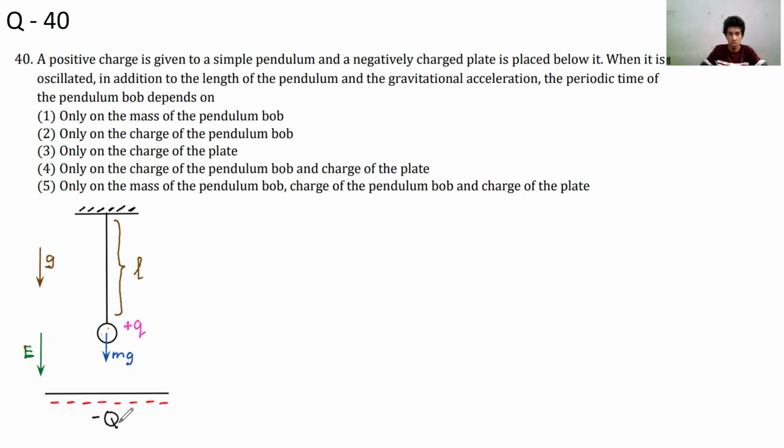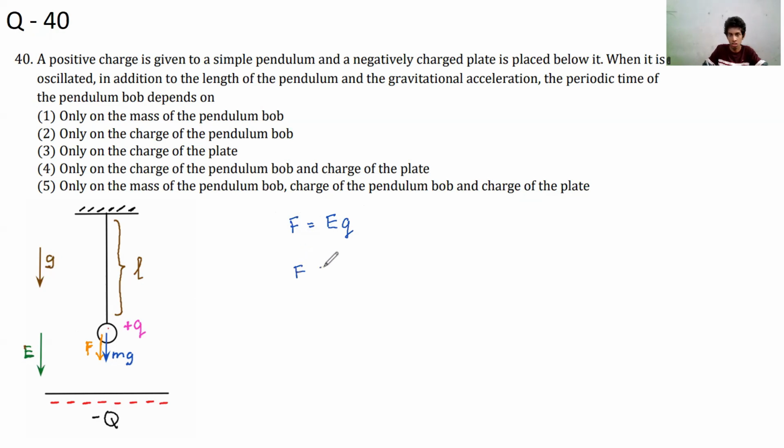As a negative charge is given to the plate, an electric field acts in the downward direction. As a plus q charge is given to the pendulum bob, due to this electric field, an electrostatic force acts on the pendulum bob in the downward direction. Let's take that electrostatic force as F, and the electric field intensity here as E. So F is equal to E into Q, where E is the electric field intensity and Q is the charge. When we multiply electric field intensity by the charge, we obtain the electrostatic force.